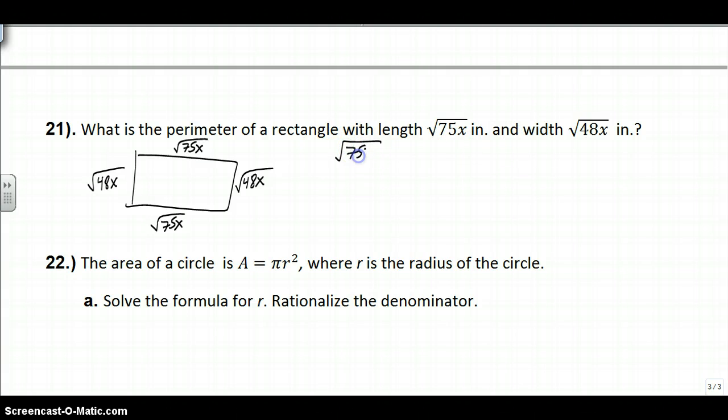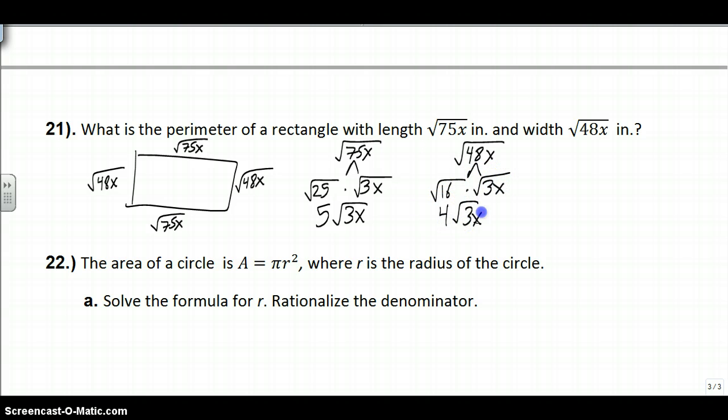So let's break down square root of 75x. This breaks down to the square root of 25 times the square root of 3, and the x can't go anywhere. Did I say 6? I meant 3. My fault, I'm jumping ahead. So 5 square root of 3x. Square root of 48x breaks down into the square root of 16 and the square root of 3x. So you get 4 square root of 3x.